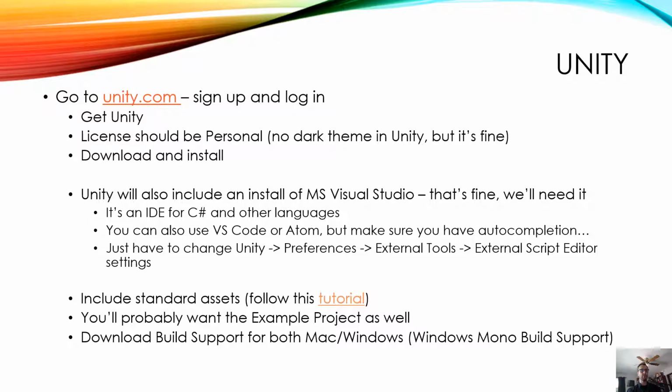You will definitely want to include the standard assets package in Unity. I have a link to a tutorial, but we're definitely going to do that in class as well. You will also probably want to download the example project as well so you can see how a basic game is structured and play around with it and use that to practice where you're inserting different audio assets. And last but not least, you will definitely want to download and install build support for both Mac and Windows platforms. With Windows, download the Mono build support version.